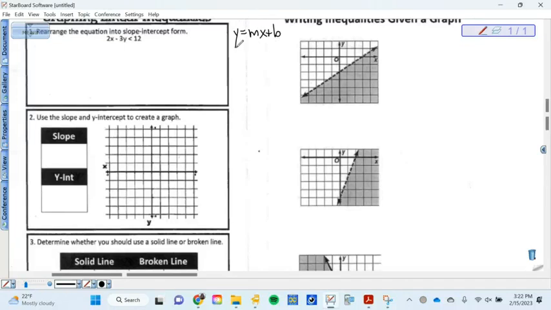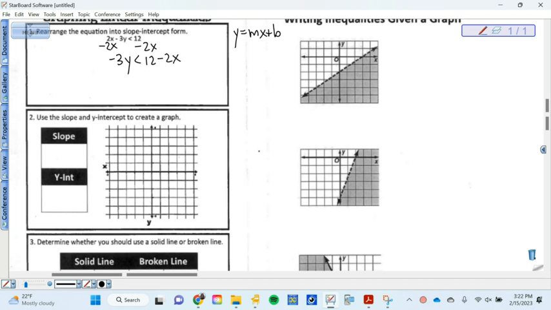Form, that means we've got to get the y all by itself. What do we need to get rid of so that the y is by itself? The 2x. How do I get rid of that positive 2x? Yeah, I subtract 2x from both sides. So what do I end up with? Perfect.